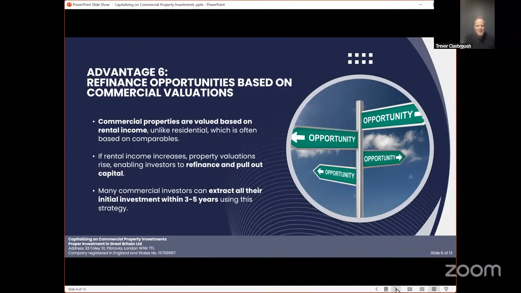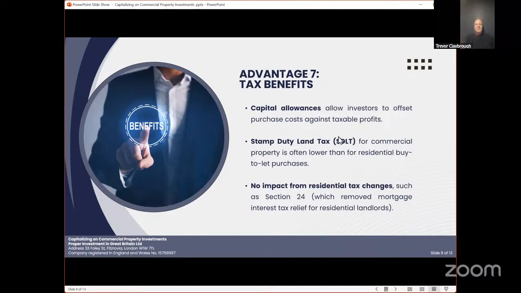And then last one, advantage number 7, potential tax benefits. Some benefits we already know about. Residential property that people bought maybe 5 years ago in their personal name, not through a limited company. We know this thing called Section 24, which means that the mortgage interest payments that residential landlords are paying can no longer be claimed as expenses and deducted from tax.